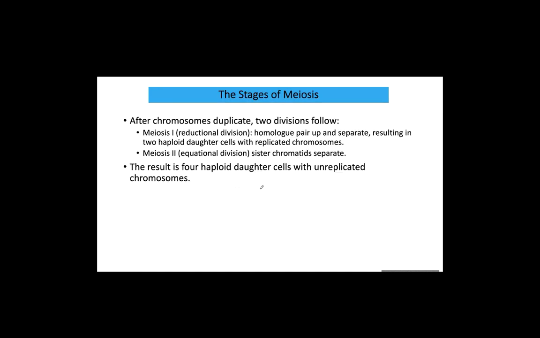I said meiosis I and meiosis II, and meiosis I is composed of prophase I, metaphase I, anaphase I, and telophase I. During meiosis I, the chromosome number is reduced in half, so we call this a reductional division. Meiosis II is similar to mitosis because sister chromatid separation occurs during meiosis II. The result is four haploid daughter cells, and each daughter cell has unduplicated, or unreplicated, chromosomes. We will get into more detail.